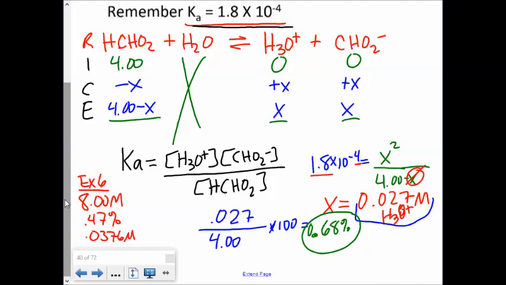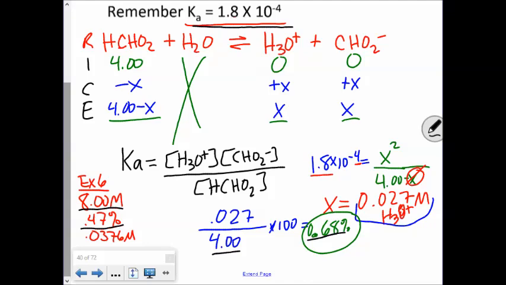Well, let's compare and discuss these answers. So we have a molarity of 4, we have the molarity of 8. We diluted it from 8 to 4, right, by adding water. 0.47% ionized compared to 0.68. Did we say that if you dilute it, the percent ionized should increase? Does that numerically agree with that concept? Did it increase as we diluted it down to 4? Yes, it went from 0.47 to 0.68.